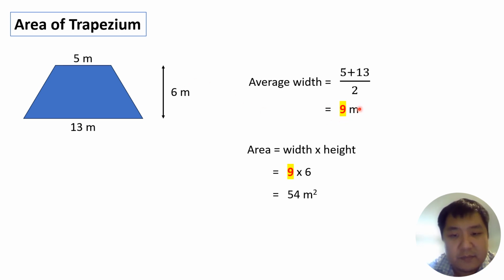The 9 comes from here. The length across is 9, and the height of the trapezium is 6. So 9 times 6 is 54. That's what area of trapezium is like.